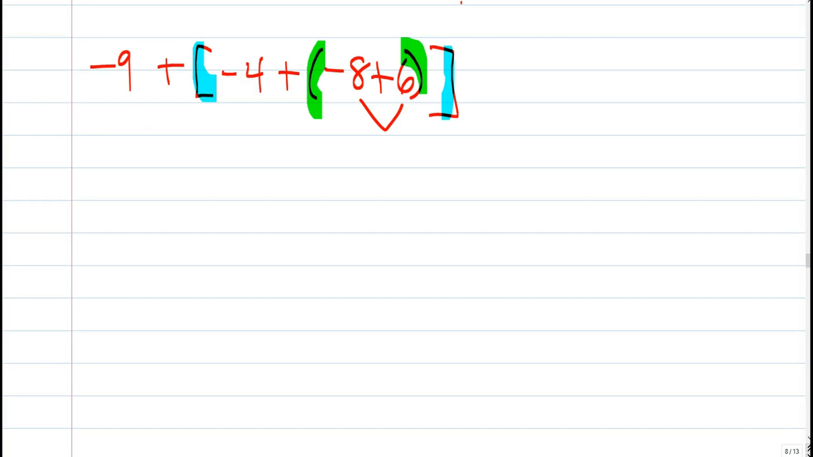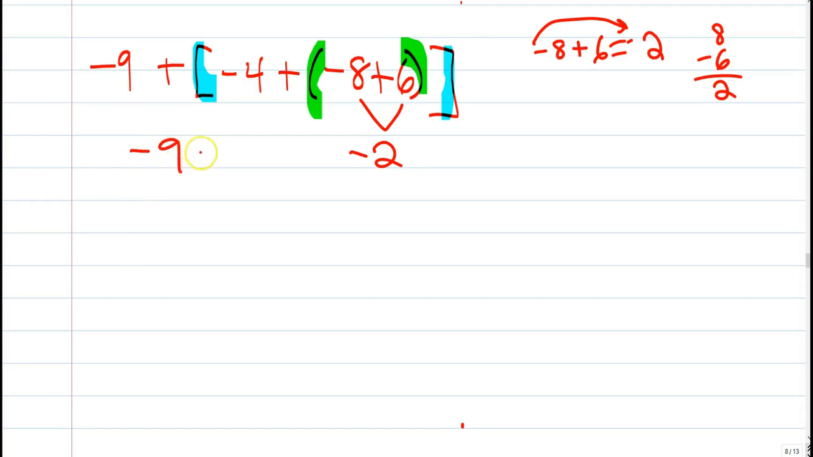Negative 8 plus 6. Opposite sign means we cancel. To what though? Well, we had more negatives. What do I do with the rest of the question? Bring the rest down. What can I do now?